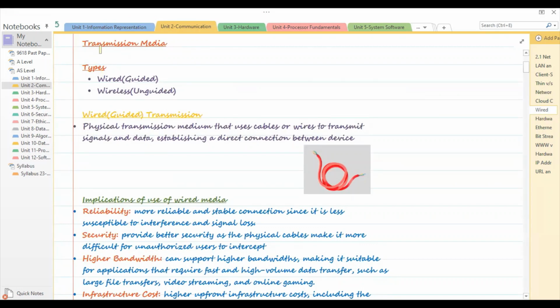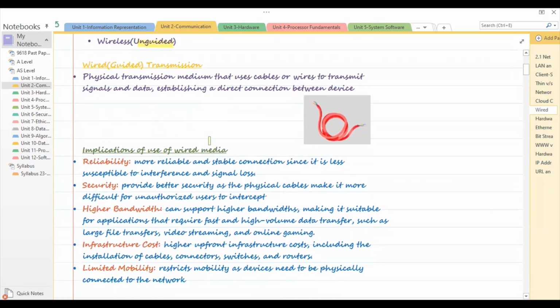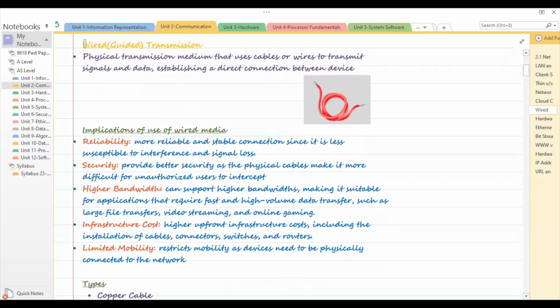So transmission medium is a way via which data is transferred. It's a medium through which you transfer your data. So two types: wired, which is known as guided, and wireless, which is also known as unguided. Okay. So let's understand what is wired transmission media.